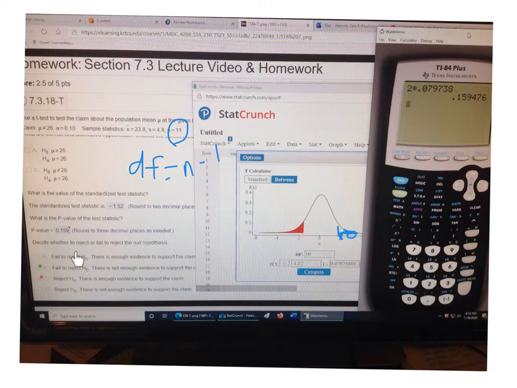Then for this part, determine whether to reject or fail to reject the null hypothesis. Well, the p-value you compare to alpha. In this case, the p-value is greater than alpha, so we're going to fail to reject the null hypothesis because there's not enough evidence to support the claim, since the p-value is greater than alpha. If the p-value was less than alpha, then we would reject it. But in this case, that's not what we have.